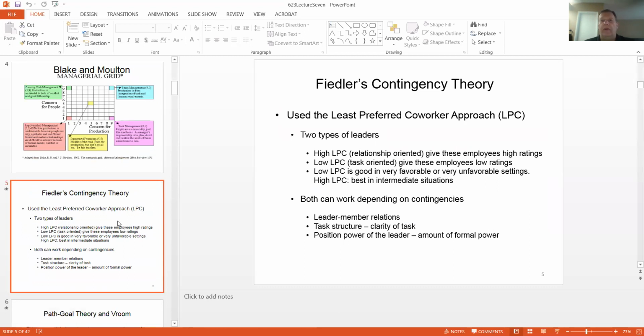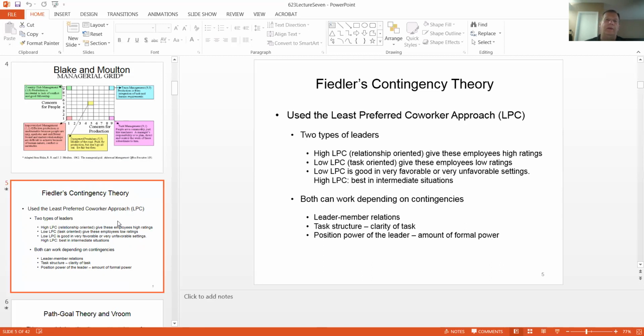Fiedler is a theorist in the literature who gives us an interesting approach to this whole idea of concern for people versus concern for task. Fiedler argues, I think correctly, that leaders need to take a contingency-based approach. At certain points in time, you need to be more concerned about your employees. At other times, you need to be more concerned about production. My favorite answer: it depends. It depends upon the situation in which you find yourself as a leader.